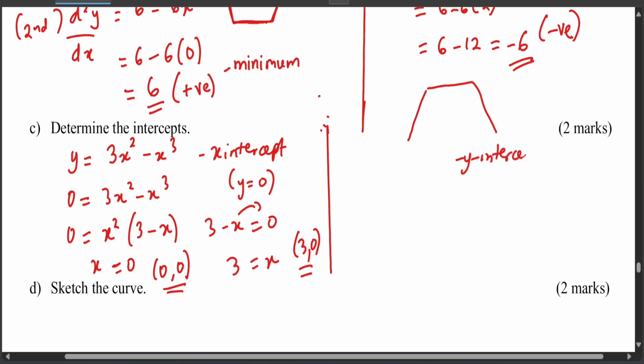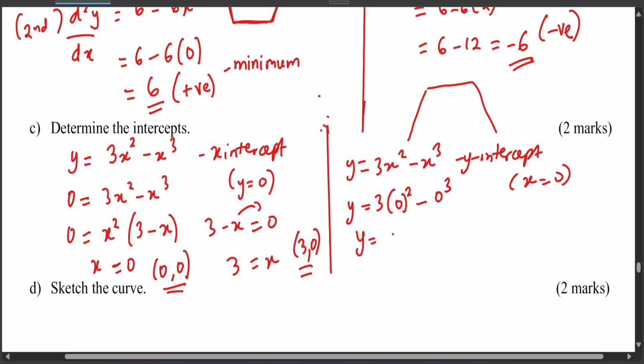Now for the y-intercept, your x is usually 0, which is just the opposite of the x-intercept. So when you write 3x squared minus x cubed, you substitute the x value with 0. So 3 times 0 squared minus 0 cubed. At the end of the day, it still gives you 0. So basically it's just 0,0.